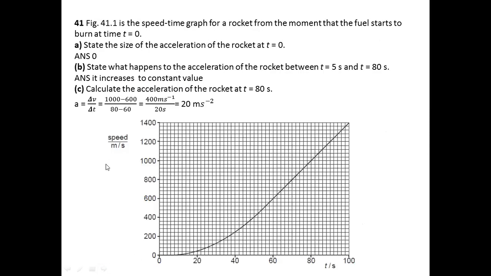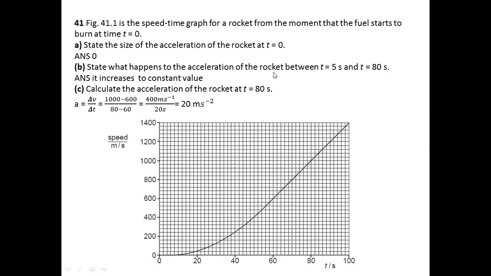Next question is, the figure shows a speed time graph for a rocket. From the moment that the fuel starts to burn at time t equal to zero, state the size of the acceleration of the rocket at time t equal to zero. At time t equal to zero, we have a horizontal line along the time axis. This is a speed time graph. If we have a horizontal line along the time axis, it means that the speed is zero. If speed is zero, it means that acceleration is also zero. Both initial and final values for velocity are zero. So acceleration will also be zero.